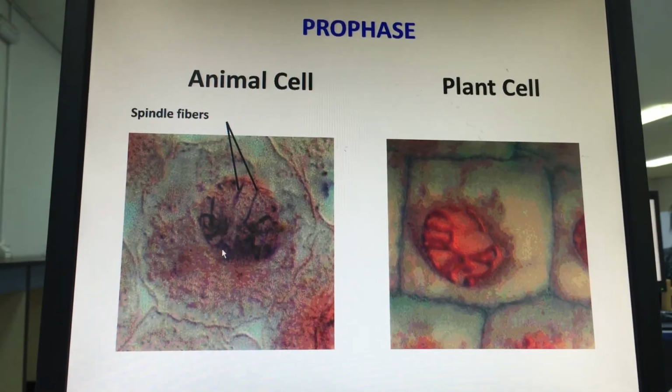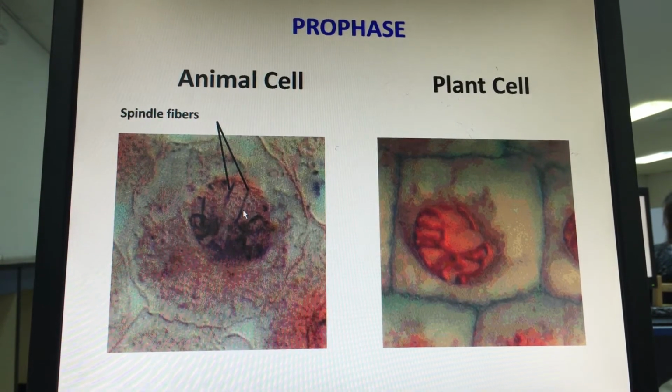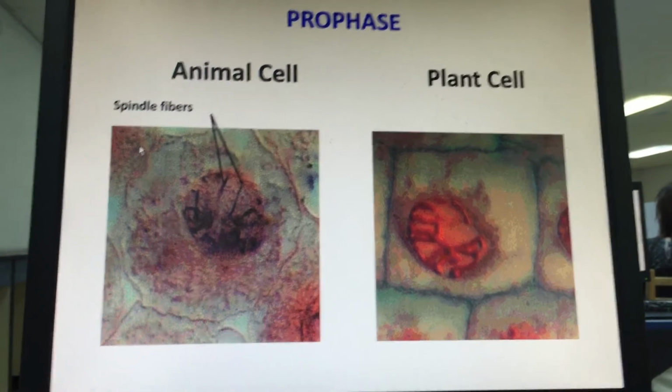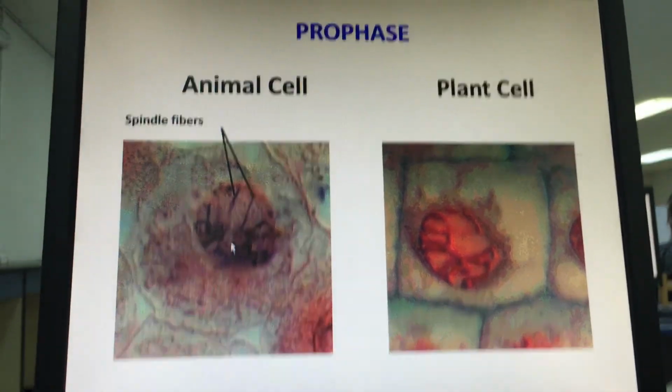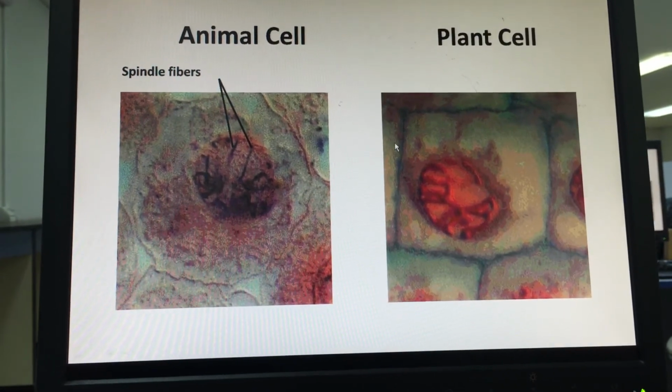Here we compare between an animal cell and the plant cell. We can determine what type it is, as we said, by looking at the cell membrane and the walls of the cells. This is an animal cell, rounded, with an irregular plasma membrane, while the plant cells have rigid cell walls.